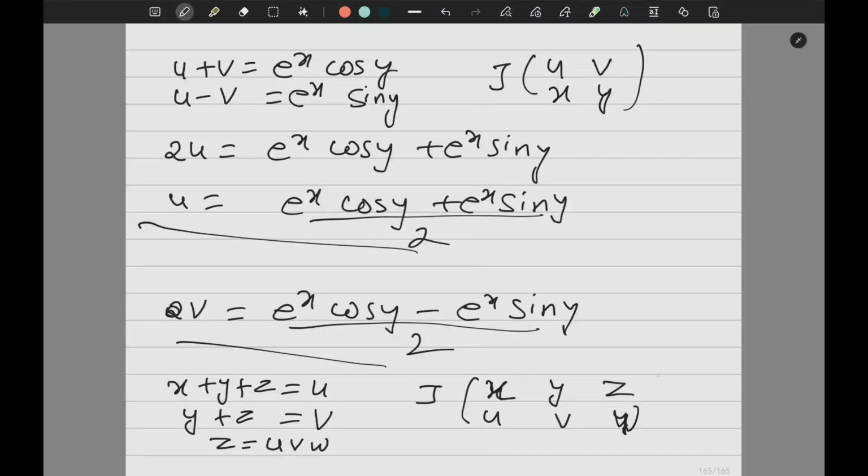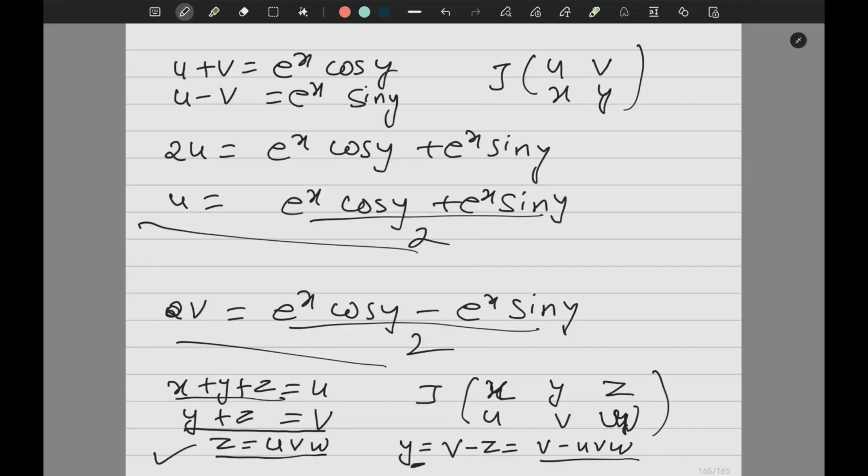So remember, you should have x as a function of u v w, and y as a function of u v w, and z as a function of u v w. Then only you can find the derivatives, right? Now here, z is a function of uvw, I have no issues. But here see what is happening. From here I need the value of y, right? So y is equal to v minus z. So v minus z means v minus uvw. So now y became a function of uvw.